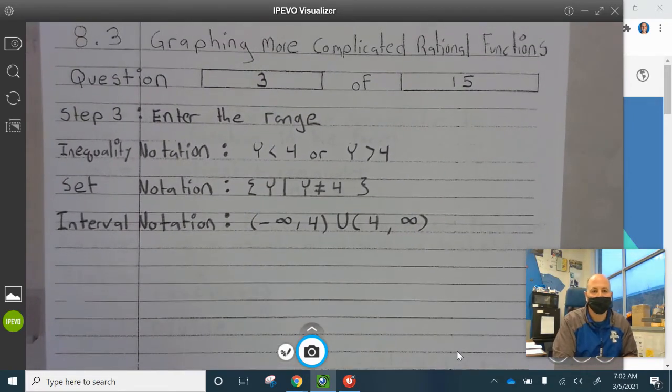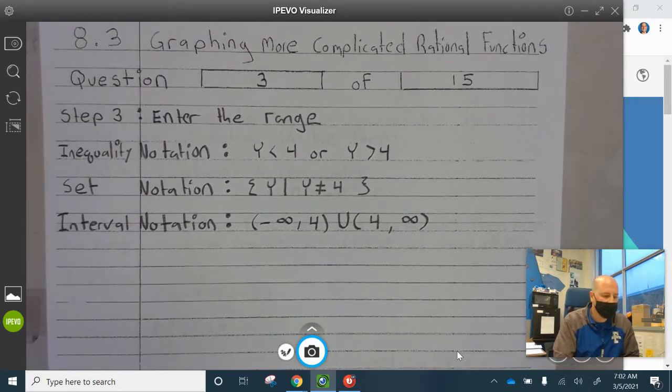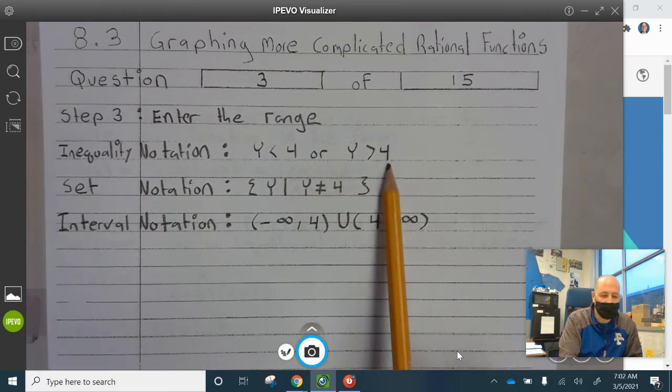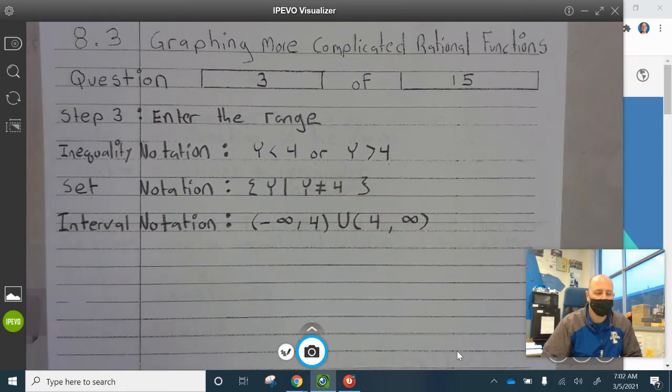Step 3. Enter the range. The range is less than 4 or greater than 4, which we get from the remainder. In set notation, it's y such that y does not equal 4, so y does not equal the remainder 4. In interval notation, it's negative infinity to 4, not including 4, or not including 4 to infinity.